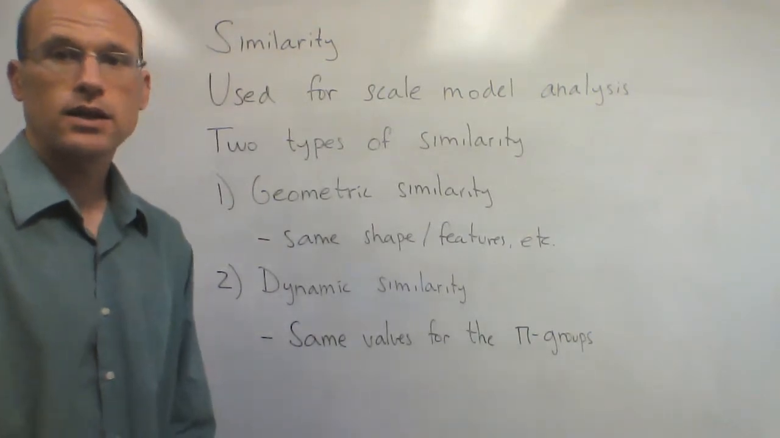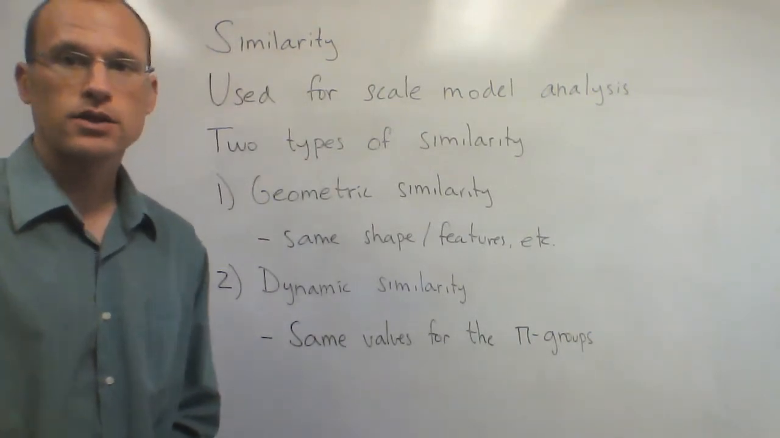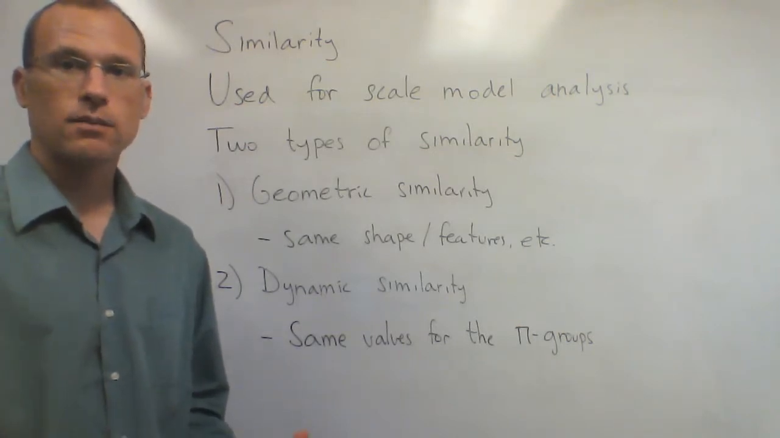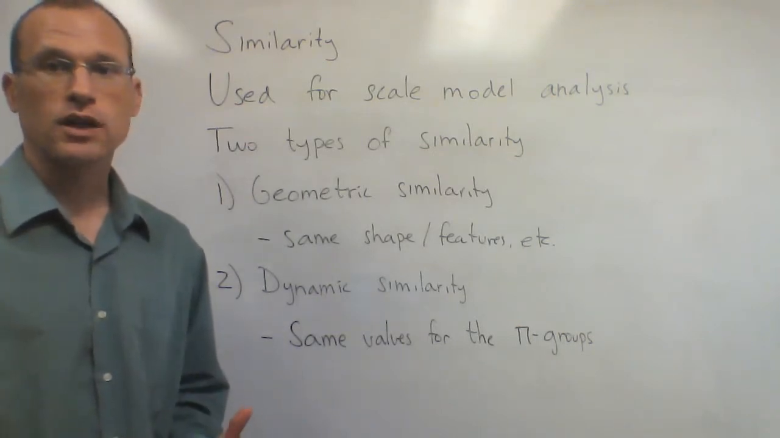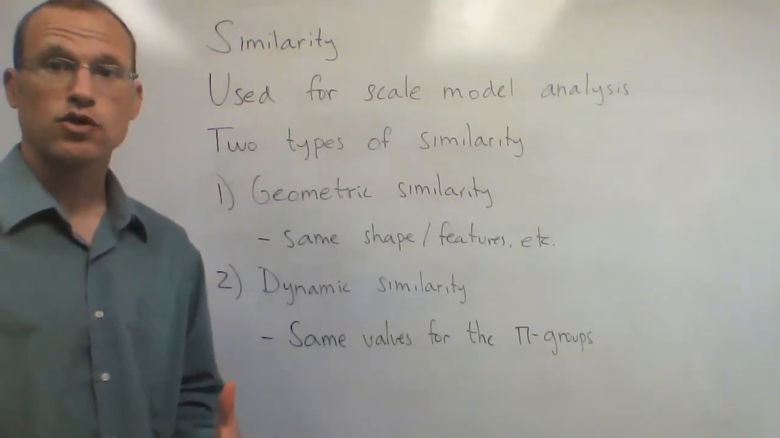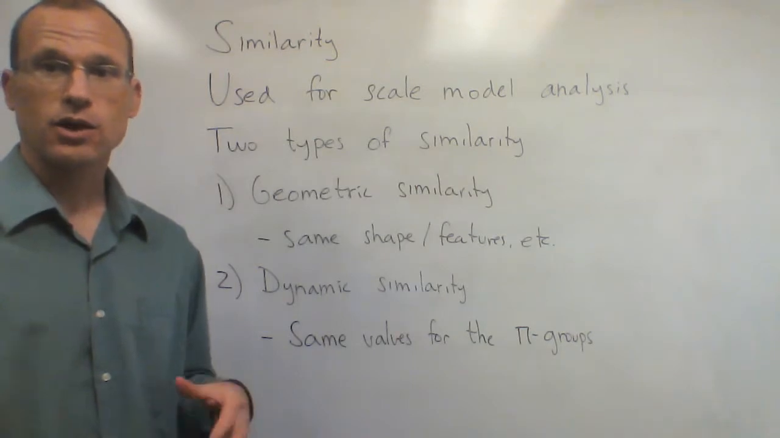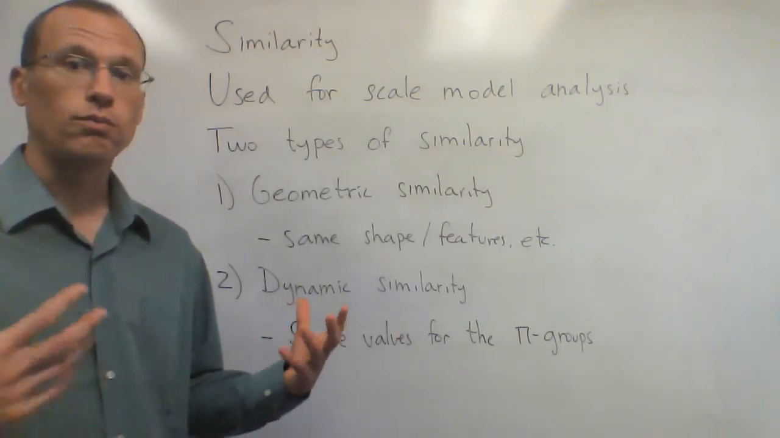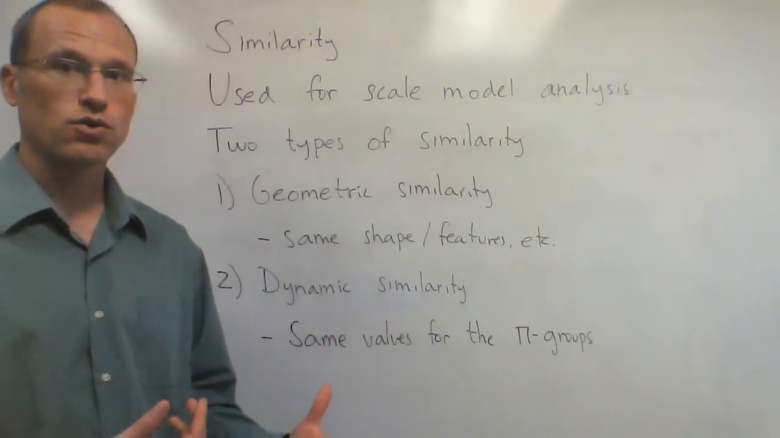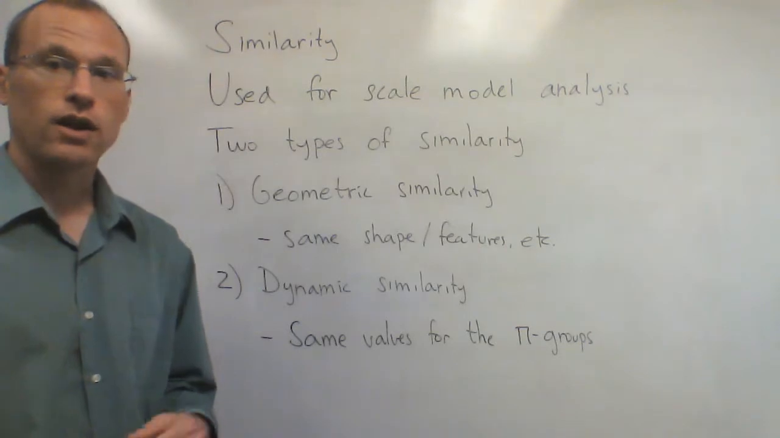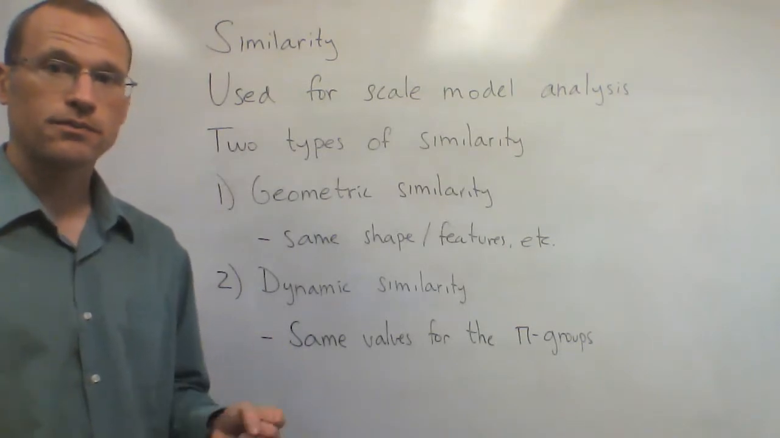So today's lesson is all about similarity. That's something that's used a lot in scale model analysis. So if I have something big, like a car or a blimp or a plane, you want to test that before you actually build it, because it's a lot cheaper to build a small one, test it to see what you need to fix, and then build another one, etc. Instead of building the whole big thing, having to test it, realize it doesn't work, and go back and have to build a whole new big one. So it saves yourself a lot of money to do scale model analysis.